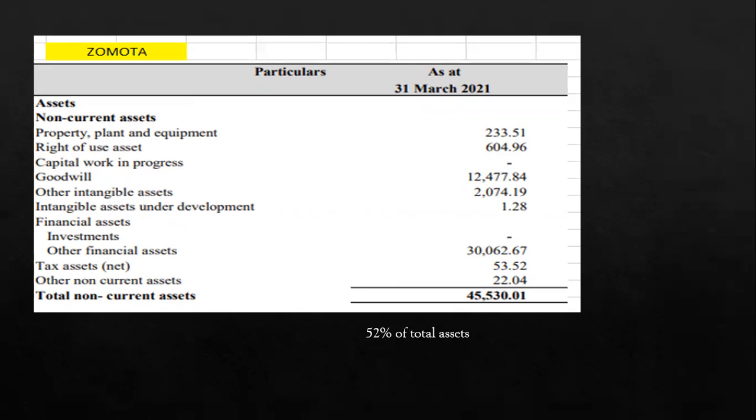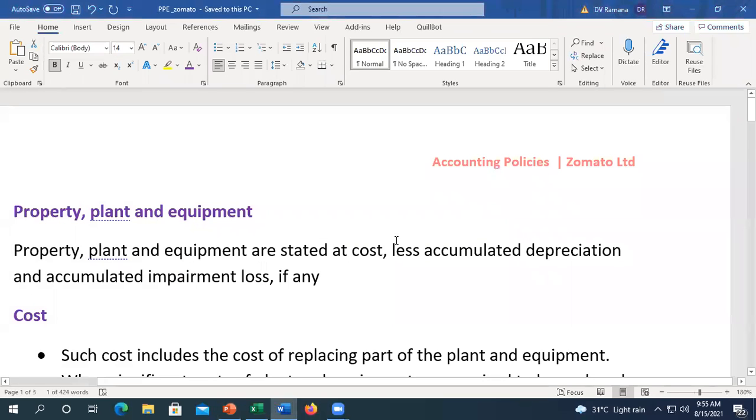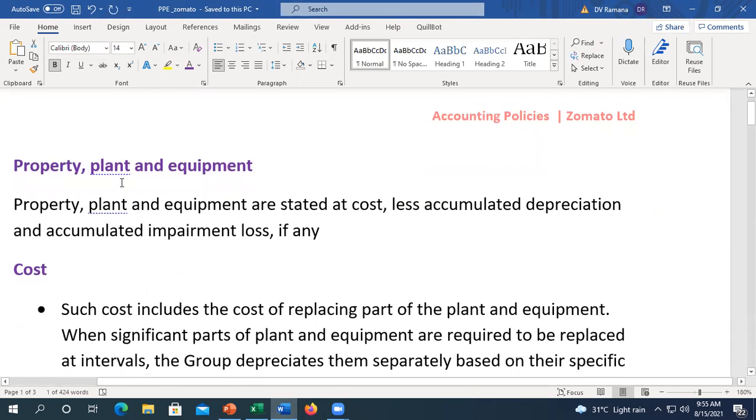For this purpose, we would like to focus on one of these four companies, and that is Zomato, and understand their accounting policy. This I picked up from the annual report. The property, plant and equipment are stated at cost, which is as per Ind AS 16, that the PPE should be shown at the cost, less accumulated depreciation and accumulated impairment losses.